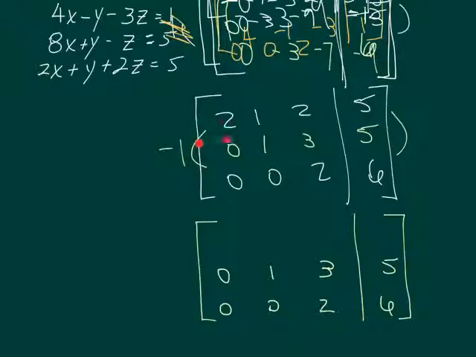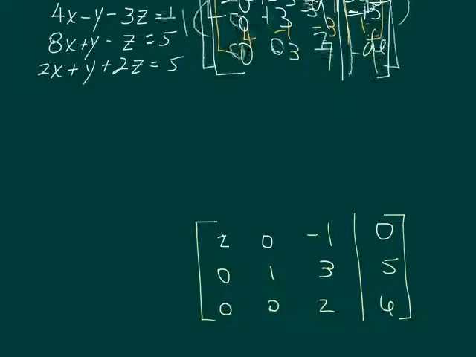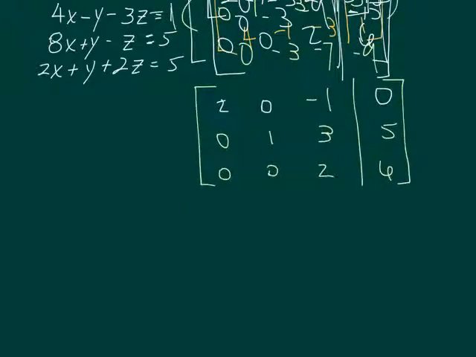So -1 times 0 is 0, plus 2 is going to give me a 2. -1 times 1 is -1 plus 1. It's going to give me a 0. -1 times 3 is -3. Plus 2 is going to give me a -1. And then I've got -1 times 5 is -5 plus 5 gives me a 0. Alright, so you notice we're only changing one little thing at a time, and that's what's so time consuming about these.